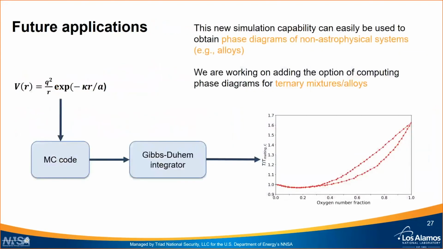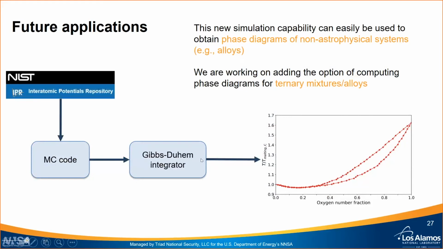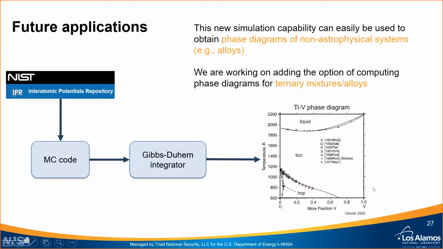Now, something that we want to do in the near future is to take this new simulation capability and apply it to other non-astrophysical systems, such as alloys. So the idea is that now that we have this working Monte Carlo code and this working Gibbs integrator, we can just replace our pair potential by the pair potential of some atoms that are relevant for an alloy, for example, and we can very efficiently obtain the phase diagram of this alloy.